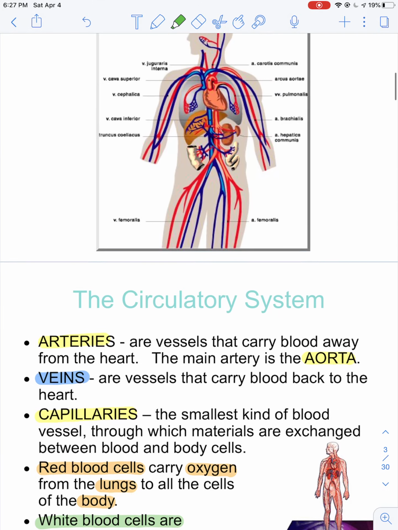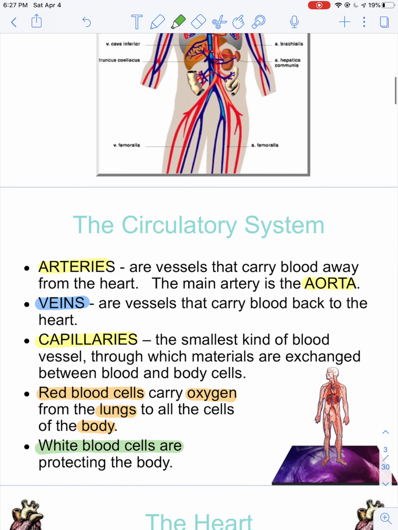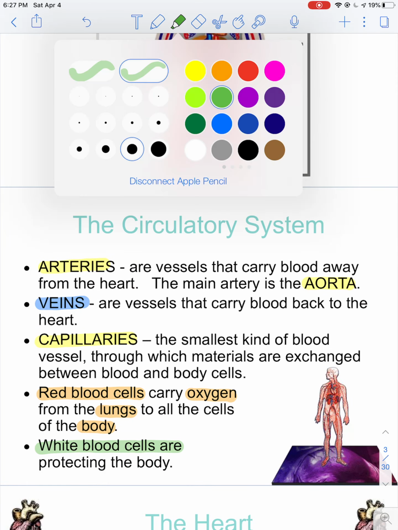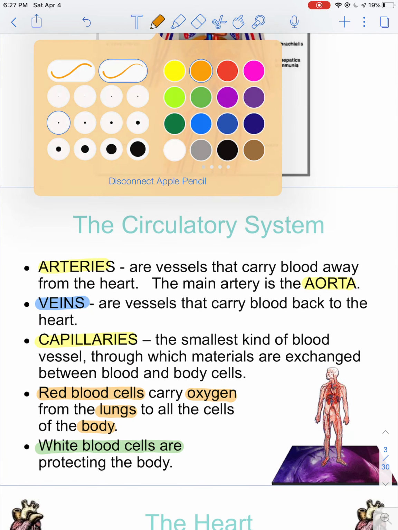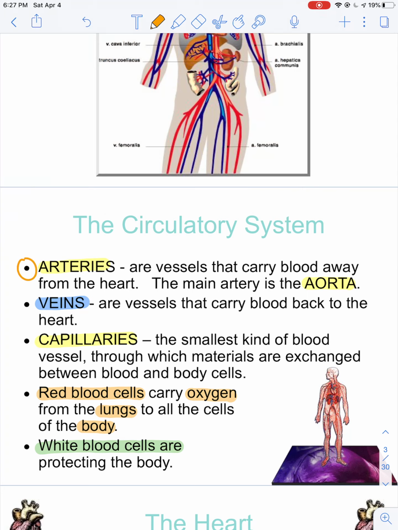So, as a review, we have arteries, veins and capillaries. Voici les 3 vaisseaux sanguins importants. Et à l'intérieur des vaisseaux sanguins, inside our blood vessels, we have red blood cells and white blood cells.